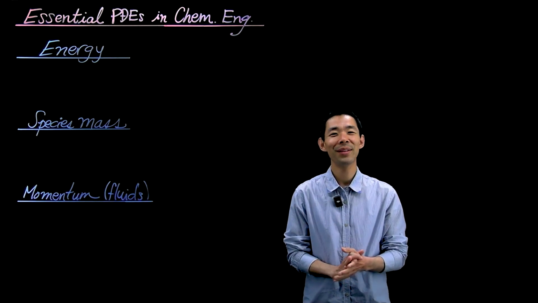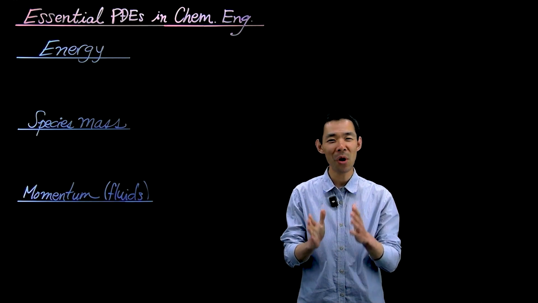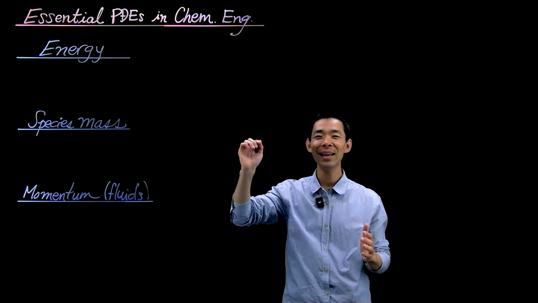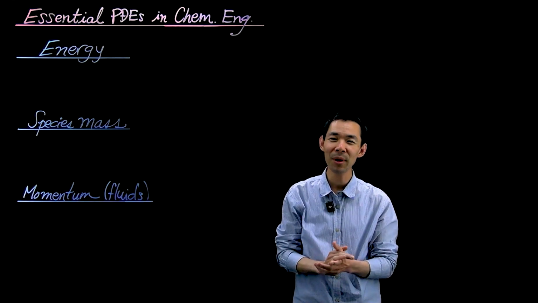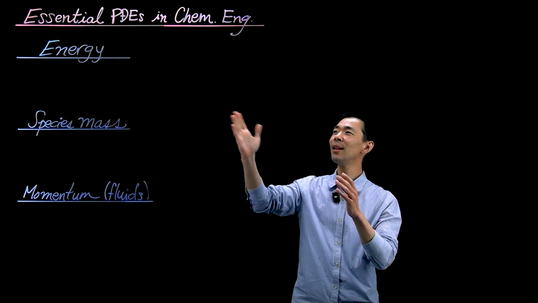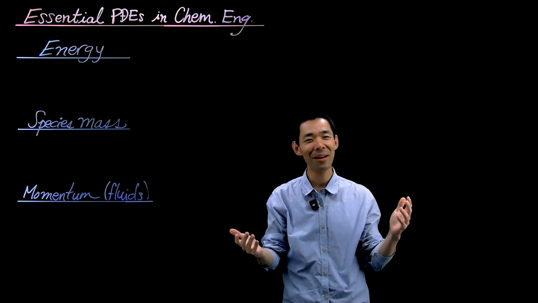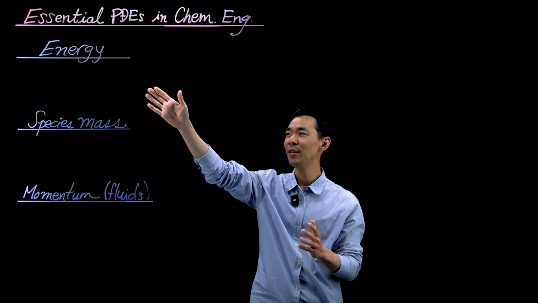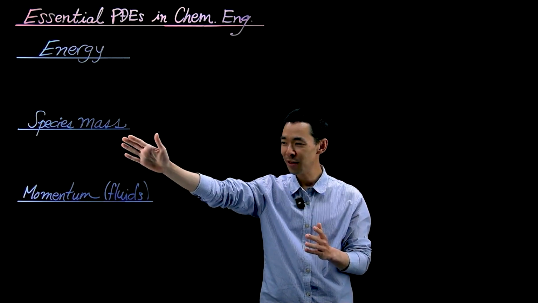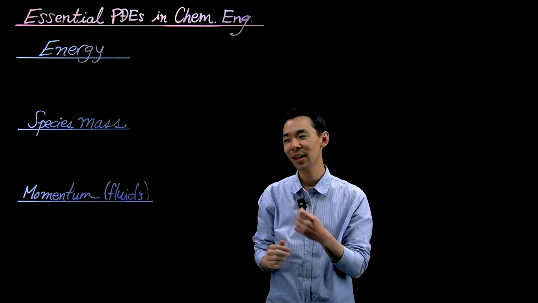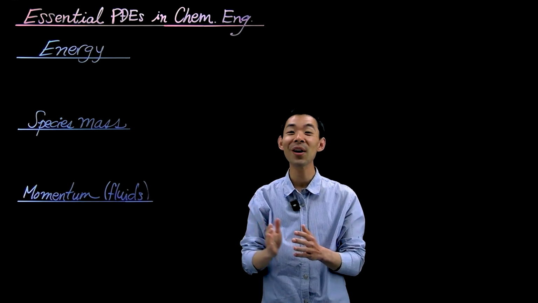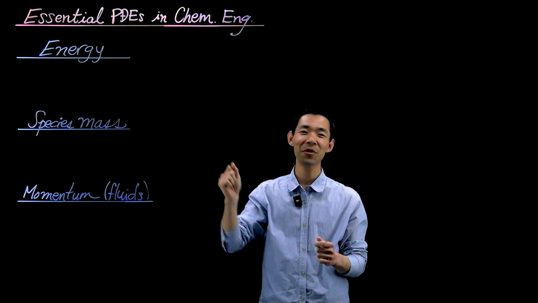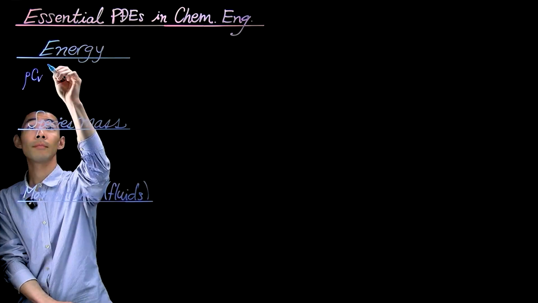Now that we've derived the mass transfer equation, I wanted to take a moment to briefly talk about the essential partial differential equations in my case, the discipline of chemical engineering. But actually, the essential PDEs are more broadly applicable for other fields of science and engineering as well. I've broken it down into energy, species mass, and momentum, in my case, fluids, but this is also true for solids as well. Let's write down the basic PDE equation for each of these, starting with the energy balance.